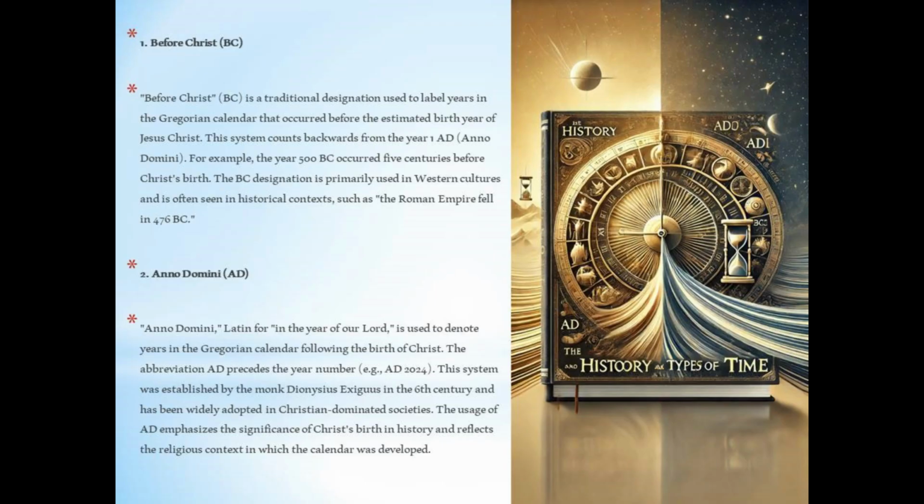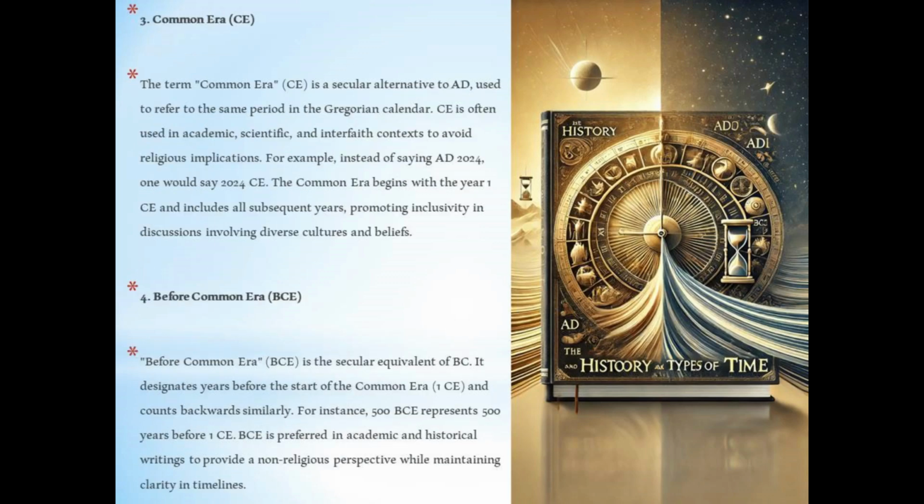Number 2, Anno Domini, AD. Anno Domini, Latin for in the year of our Lord, is used to denote years in the Gregorian calendar following the birth of Christ. The abbreviation AD precedes the year number, for example AD 2024. This system was established by the monk Dionysius Exiguus in the 6th century and has been widely adopted in Christian-dominated societies. The usage of AD emphasizes the significance of Christ's birth in history and reflects the religious context in which the calendar was developed.